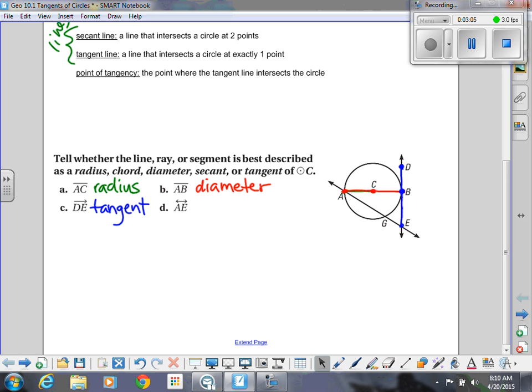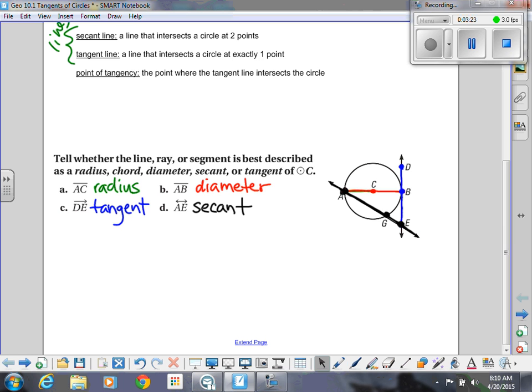And then AE, let's see, here's A, and here's E. So it's also on a line, and it's touching the circle twice. So here at G and here at A. So that means it is a secant line.